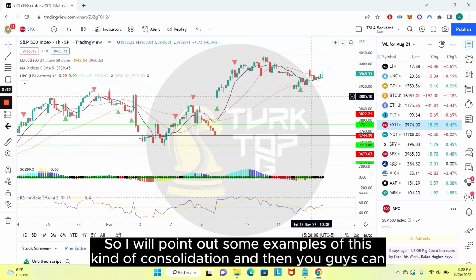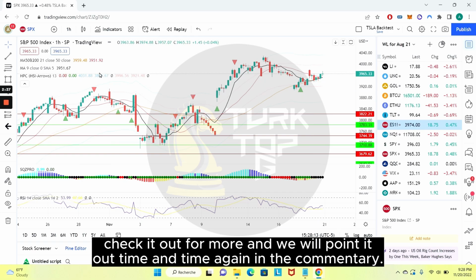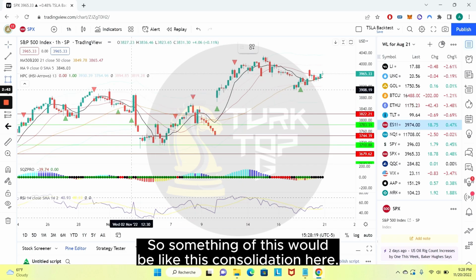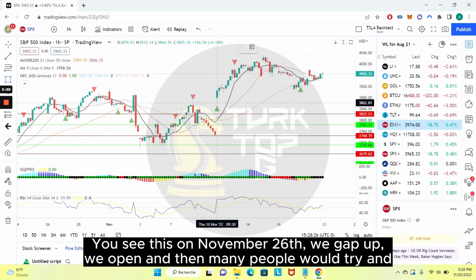So I will point out some examples of this kind of consolidation, and then you guys can check it out for more, and we will point it out time and time again in the commentary so you guys can take SPX scalps. So something of this would be like this consolidation here. You see this on November 26th.